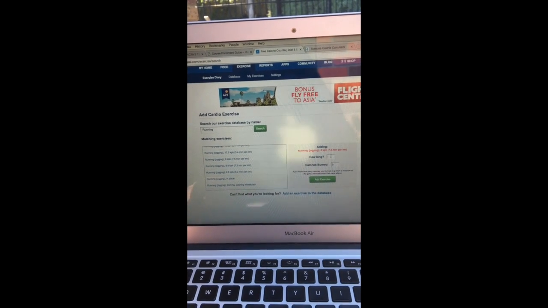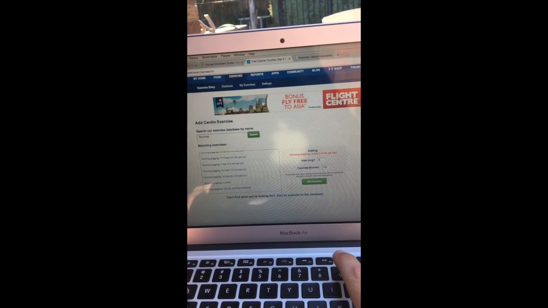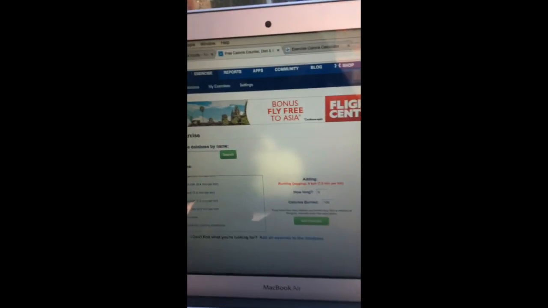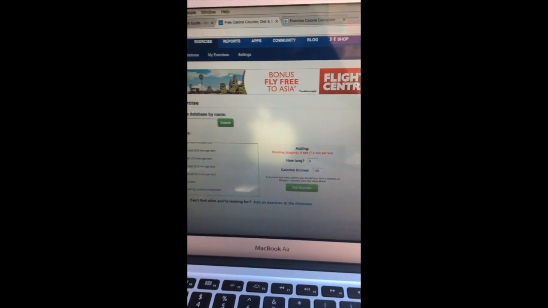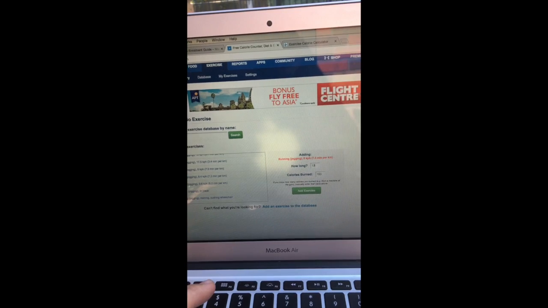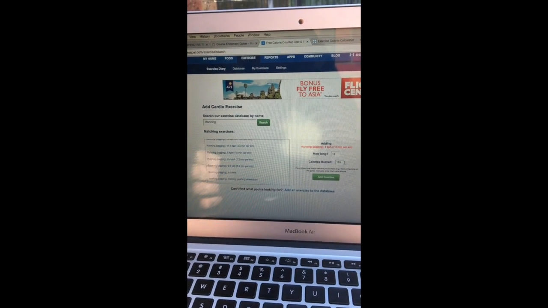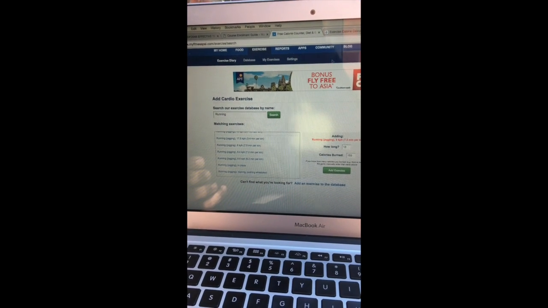Okay, so we assumed about 9 minutes of running. Let's see how many calories that burns. Okay, so 9 minutes gives us 106 calories, which isn't quite our can of Coke. So my estimate was a bit under. 13 minutes, okay, of running is going to burn 153 calories, which is our can of Coke.